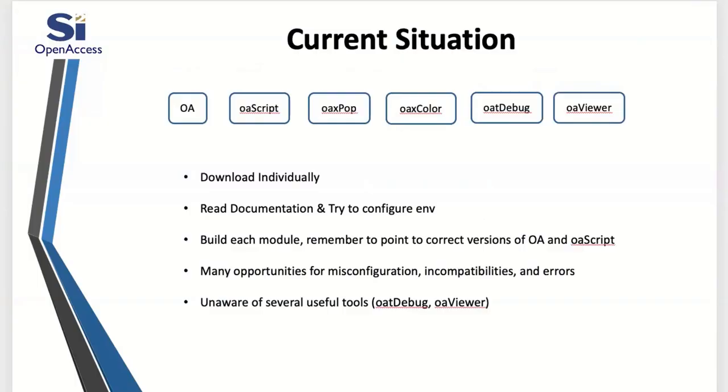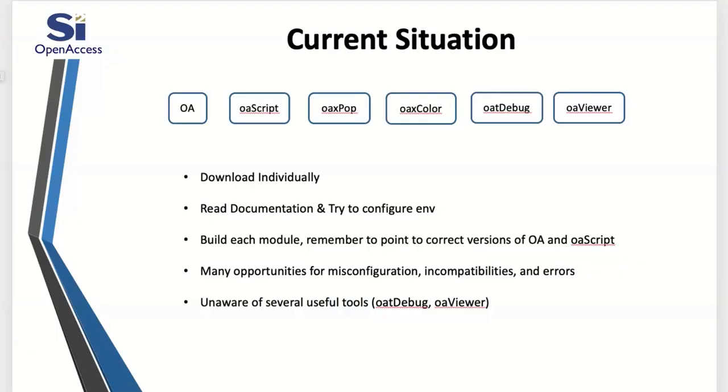When they're downloaded individually and you try to build them individually, you try to read through the documentation and understand how to configure the environment for each one of them. And then you try to build each module. In the case of OA script, you have to point to a particular version of OA when you build it. And in the case of OAXPOP, you have to point to a version of OA and OA script. Trying to remember to point to the correct versions of each of those is something that has to be done and often isn't done correctly.